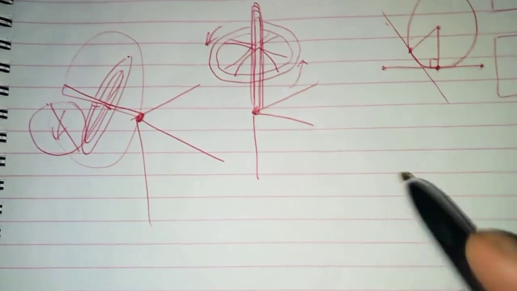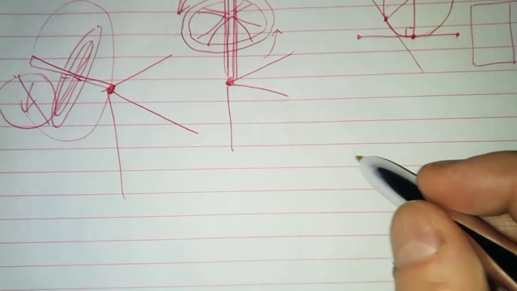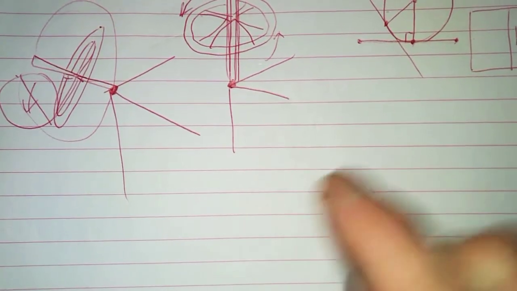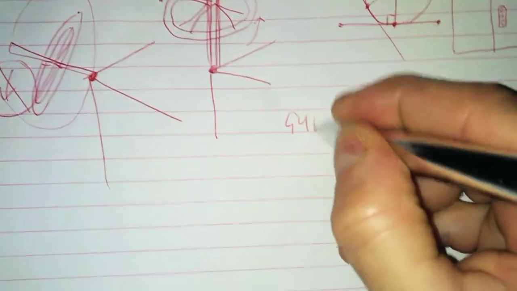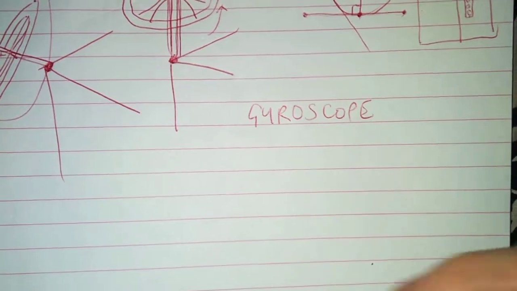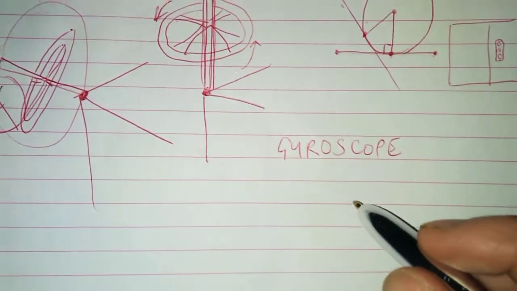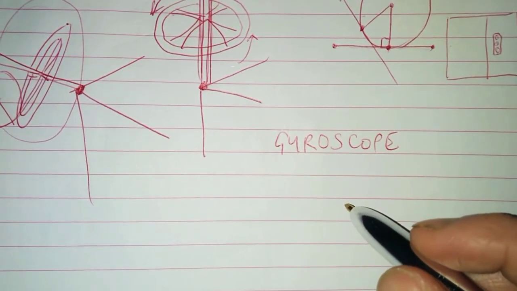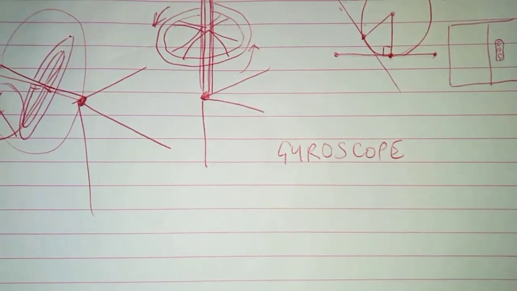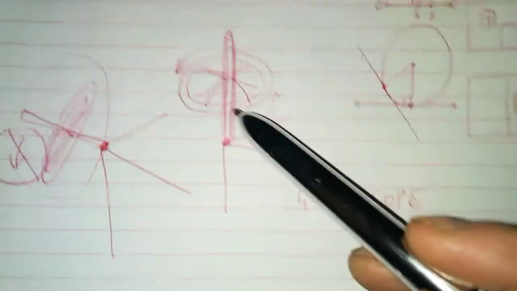The first thing that we need to understand is that gyroscope is a word, but it is not a thing. This isn't one thing. You've got to get that into your head. It's not a thing.